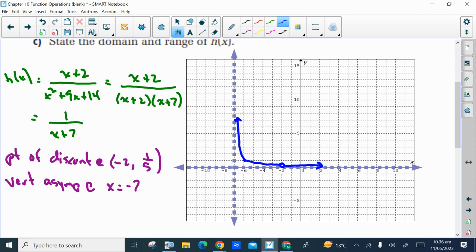And the other branch should be in the lower left-hand quadrant, which we can confirm by choosing a value of x being, let's say, negative 8. When x is negative 8, the denominator will be negative 1, and 1 over negative 1 is negative 1. So the point negative 8 comma negative 1 is also on the graph. And so there's the graph of h.